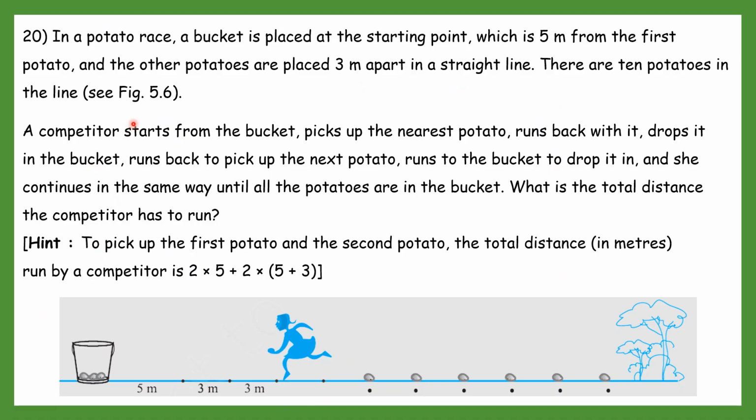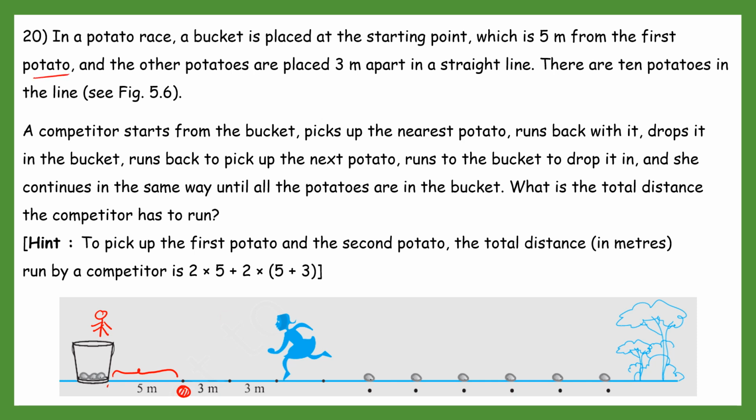Let's see the interesting problem of potato race. Question. In a potato race, a bucket is placed at the starting point, which is 5 meters from the first potato. So they told that the bucket is placed at the starting point. That means race will start here. The person, that is a competitor, will stand here near the bucket. Race will start from here. Now first potato is at a distance of 5 meters. Here you will find the first potato.